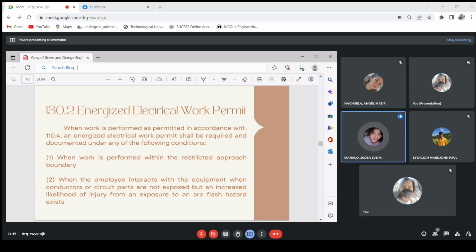Number one would be when work is performed within the restricted approach. And the second one would be when the employee interacts with the equipment where conductors or circuit parts are not exposed but there is an increased likelihood of injury from an exposure to an arc flash hazard. Next slide.